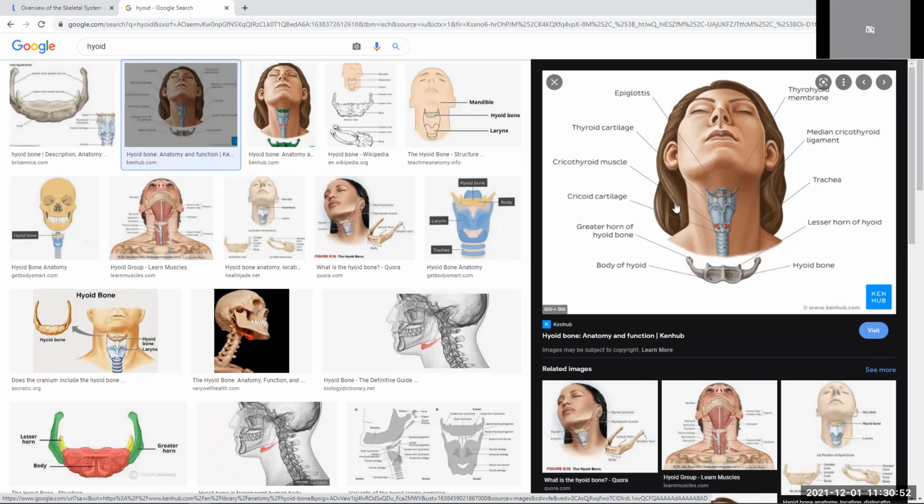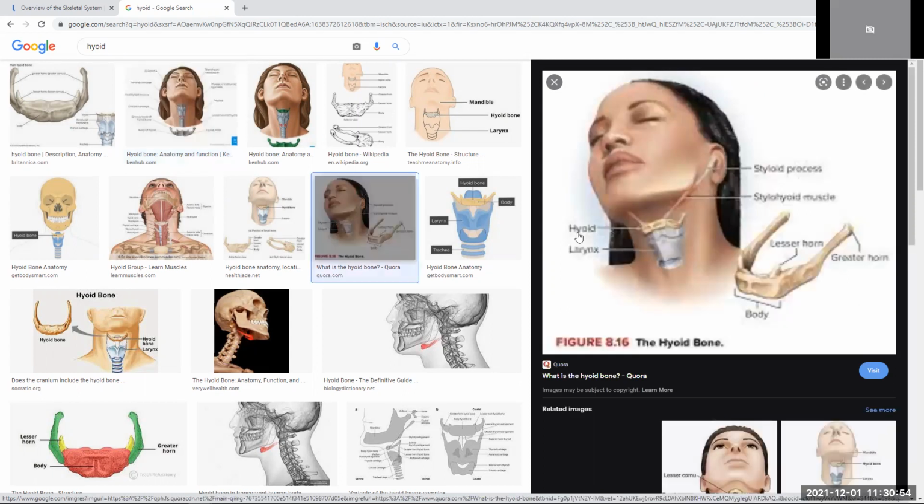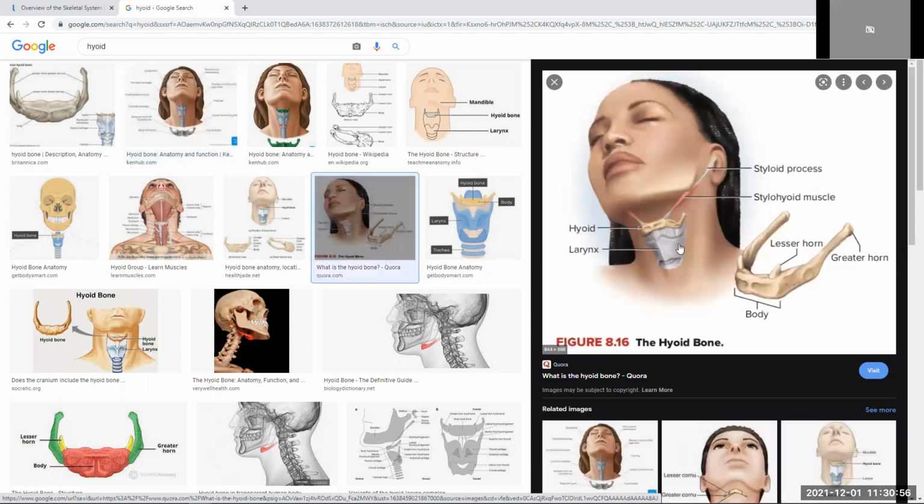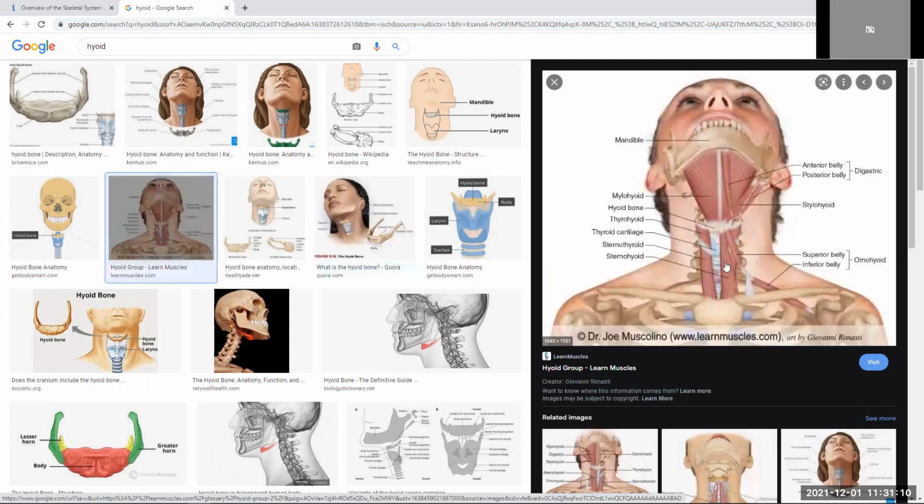Let's see if we could get another image. Here it is. What do you think it does? Just by looking at it, what does it do? What is this here? Let's have another look. Well, this is your trachea that runs in the back here.